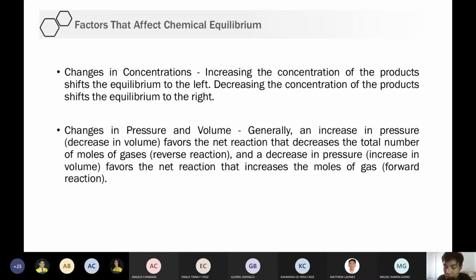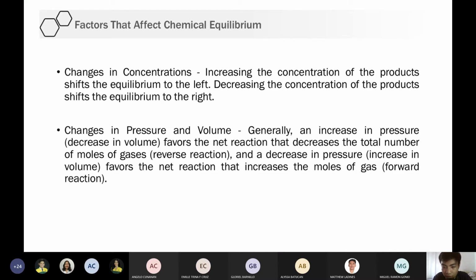Sabi dyan, increasing the concentration of product shifts the equilibrium to the left. Decreasing the concentration of the products shifts the equilibrium to the right. Pag unang binasa nyo yan, ang sasabihin nyo, ano daw? Kasi ganun din yung reaction ko nung na-discuss sa amin to. Yun yung first reaction ko nung college ako.